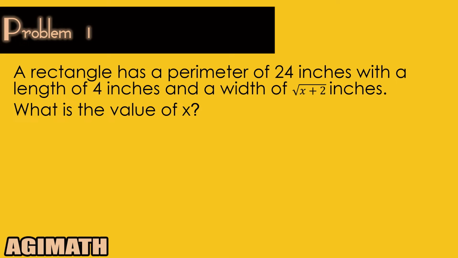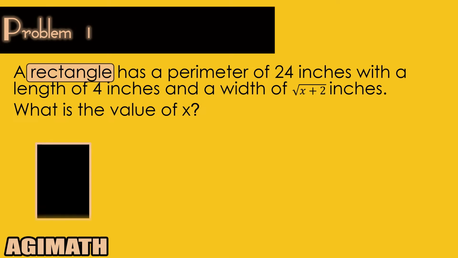Okay, assuming that we already read it several times and we are done analyzing, then let's have the vital information one by one. We have the rectangle, so I'm going to draw a rectangle, a very beautiful rectangle. And then the next given is it has a perimeter of 24 inches. When we say perimeter, it means the distance around the figure. Or in other words, if we are going to add all the lengths of all sides, the answer should be equal to 24.